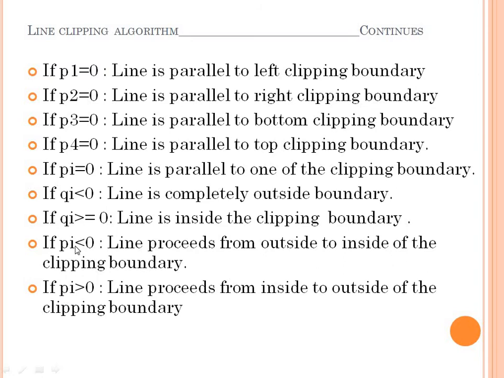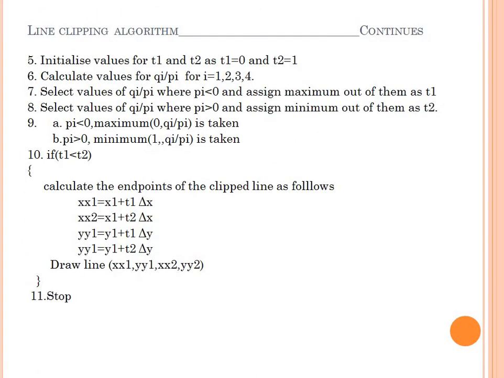Okay, here there is a condition: if pi is less than 0, we calculate the T1 value; if pi is greater than 0, we calculate the T2 value. When pi is less than 0, the line proceeds from the outside to inside, and when pi is greater than 0, we calculate the T2, that is, the line proceeds from inside to outside.